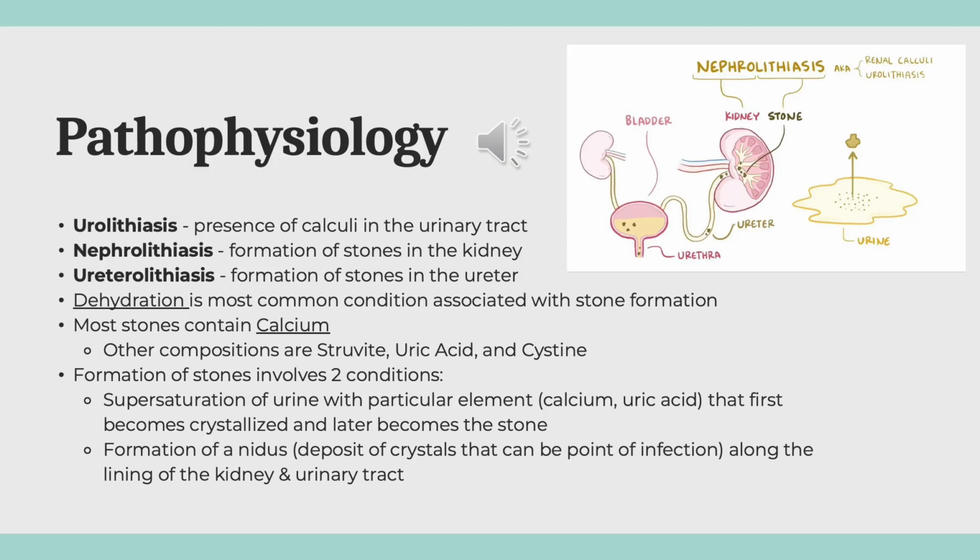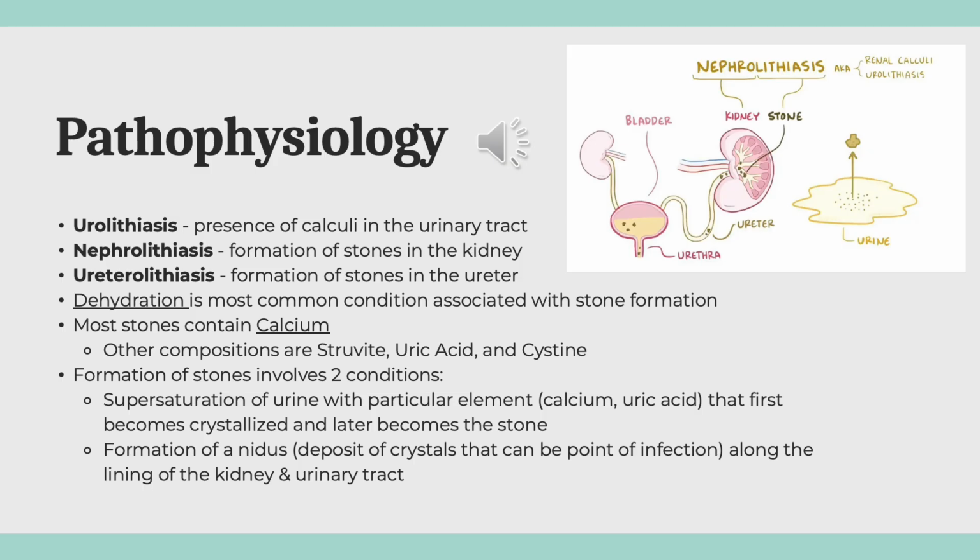So the process of stone formation involves two conditions. First, the supersaturation of urine with elements such as calcium or uric acid. So this leads to the crystallization of these elements. Second, a nidus, or a deposit of crystals, forms along the lining of the kidney or in the urinary tract, serving as the base for further stone growth.